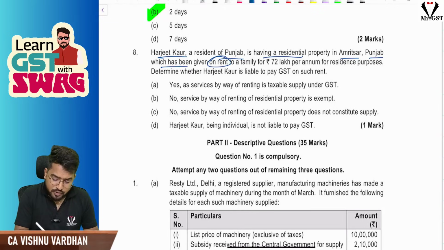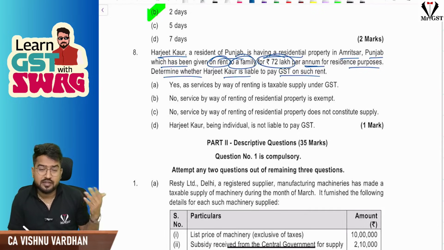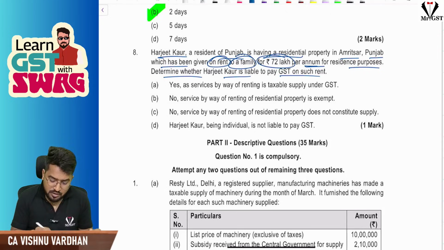Harjit Kaur, a resident of Punjab, has a residential property in Amritsar, Punjab, which has been given on rent to a family for 72 lakhs per annum, for residence purposes. Determine whether Harjit Kaur is liable to pay GST. Giving immovable property on rent for residential purpose is exempt under GST. So is Harjit Kaur liable to pay GST? No, the answer should be no, because renting of residential property is exempt. So option B should be the correct answer.